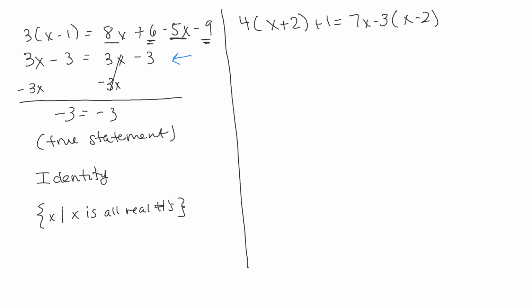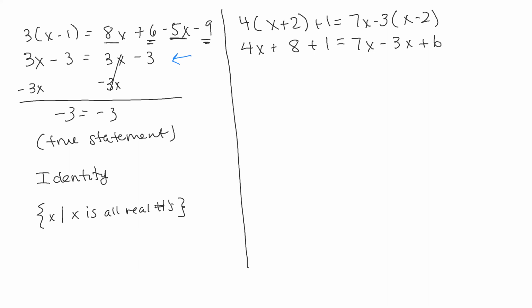We're going to start by distributing. We have to distribute on the left and the right. So on the left, I get 4 times x is 4x. 4 times 2 is 8. And then don't forget your plus 1. It's kind of hidden in there, easy to forget. Drop down your 7x and then distribute the negative 3. So negative 3 times x is negative 3x. Negative 3 times negative 2 is positive 6.